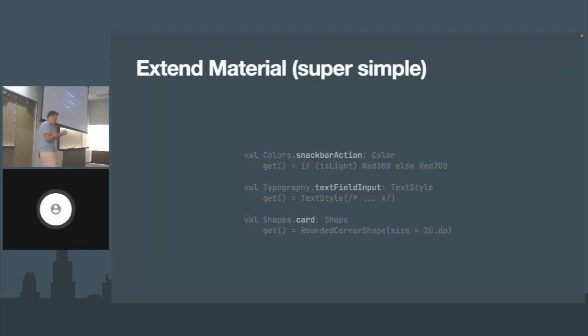So you can see here that we are adding snack bar action as a color, text field input or a card shape. And those are being added directly to the material token systems. One thing to point out here, this should be used sparingly if you do. If you have a few tokens that you want to add, that's great. You can't override tokens this way because of how functions are resolved. So this is only for adding things, and only if you just have a few to add.